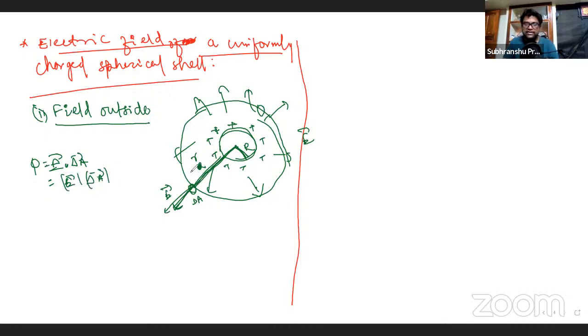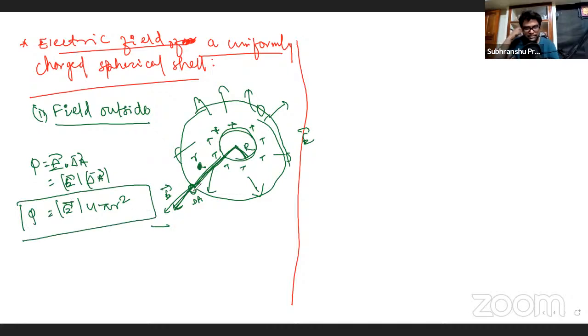So what is the area here? We can write E magnitude, and the area is 4 pi small r square. The area of a sphere is 4 pi r square. So this is the flux linked with this Gaussian sphere, the outside one. This is, let's say, equation 1.